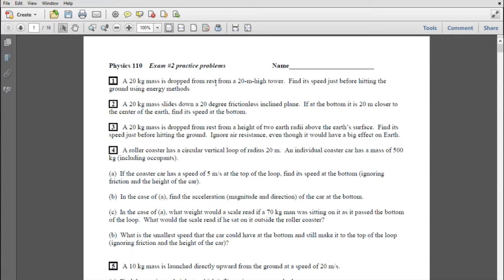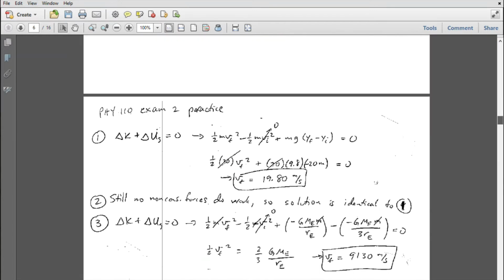We'll start out simply. Here's a 20 kilogram mass dropped from rest 20 meters above the ground. Find its speed just before hitting the ground. Don't use kinematics, use energy methods. So if I go down to my solution to problem 1, this is from an old set of solutions. U is just a different notation for potential energy. So this is like saying delta KE plus delta PE is equal to 0.